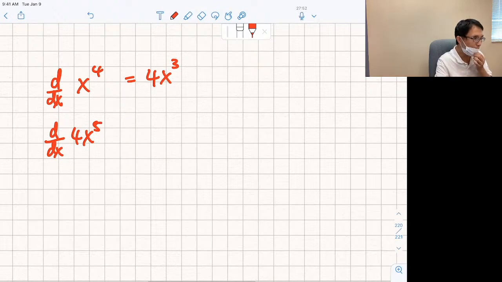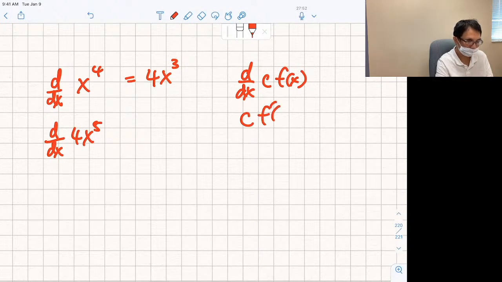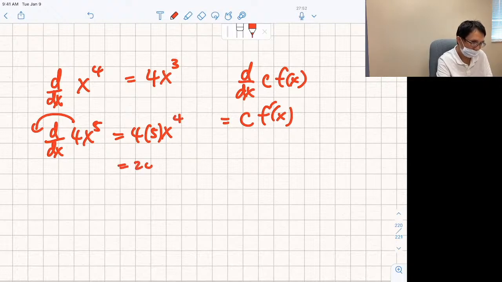It turns out there's a rule for this. It's called the constant multiple rule. They say the derivative of c times f of x, that c can stay outside, and then you just take the derivative f prime. So that is very easy. Can I take the 4 outside and just take the derivative of the x to the 5, and then multiply it by 4? 4 times 5, x to the 5 minus 1 is 4. So it's 20x to the 4th.